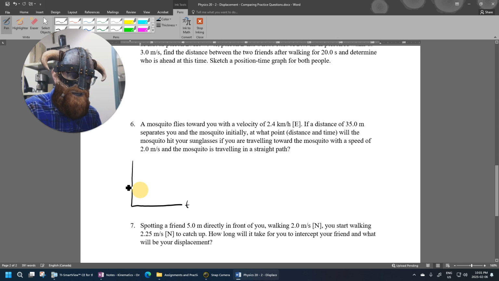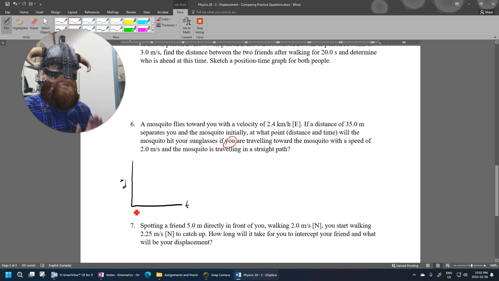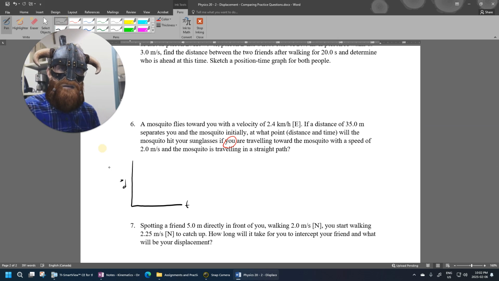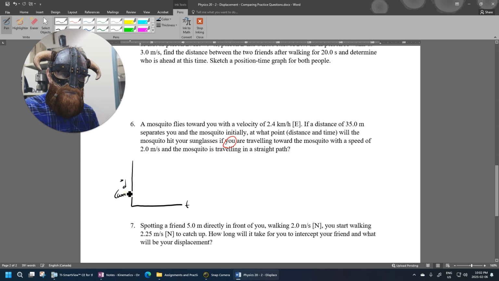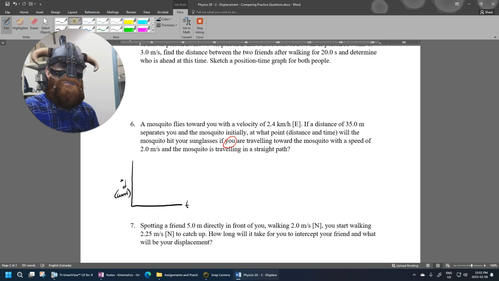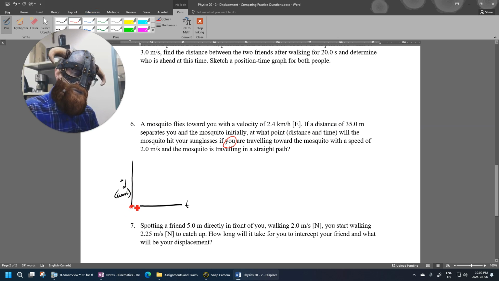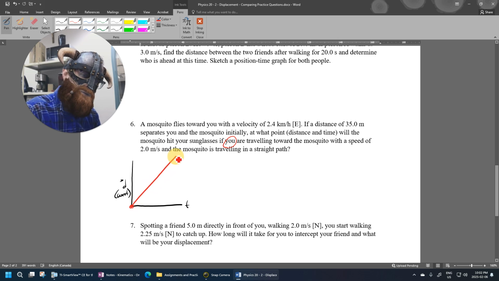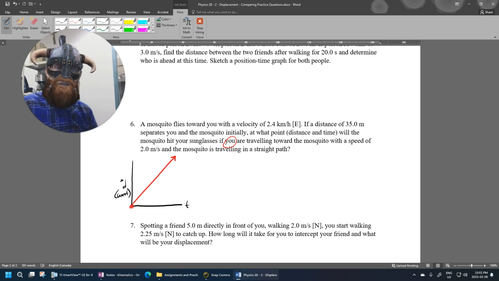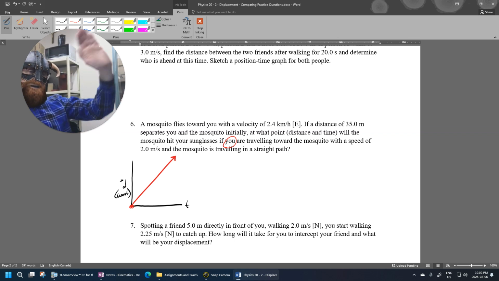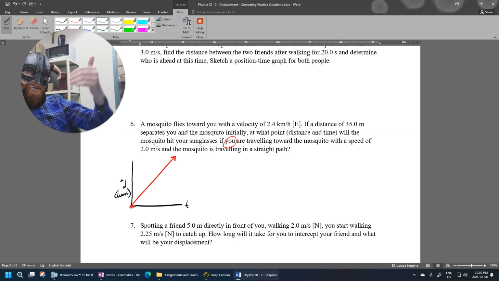I've got position and time. There's position, there's time, and let's say this is you. You are red. You're traveling at a certain speed towards the mosquito, and the mosquito is flying east, so it makes sense that you're going west. So I'm going to say west is positive. You're going to start down here and walk at 2 meters per second west, but the mosquito is going to start 35 meters ahead of you, coming towards you.